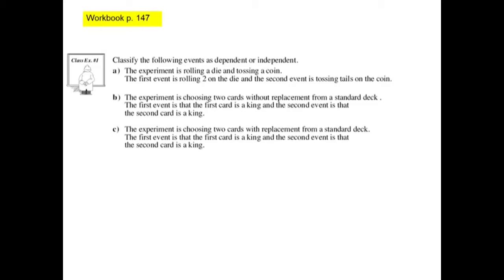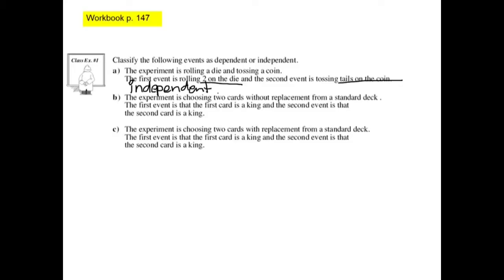Well, just letting you know, tossing tails on the coin has nothing to do with rolling 2 on the die because they're separate objects. Okay, so that would be independent. It doesn't really matter what you roll on the die, that's not going to have an effect on what you flip on the coin.